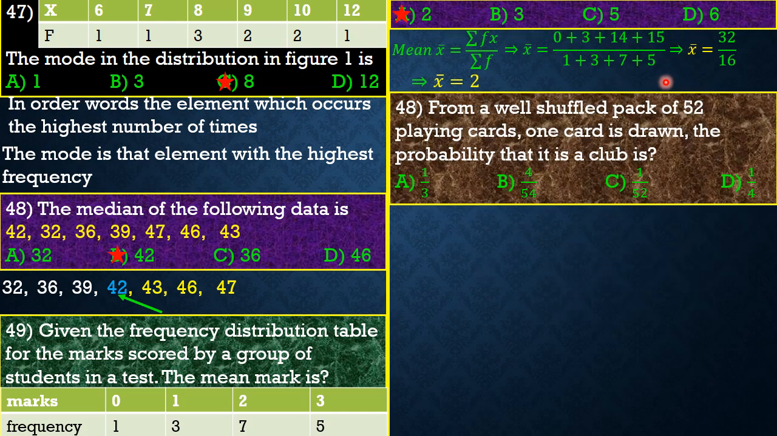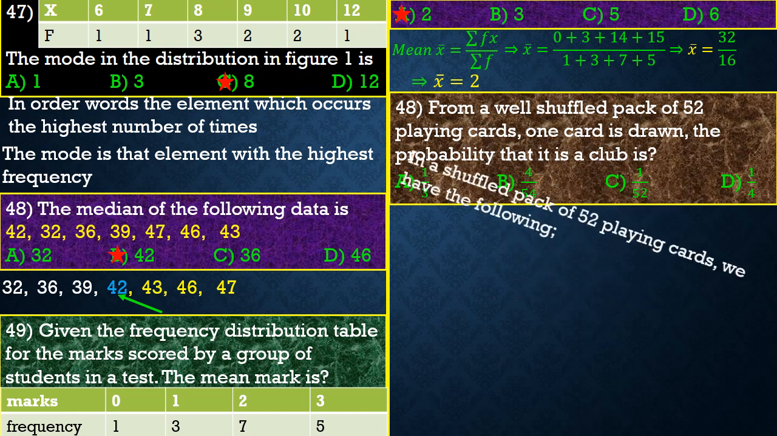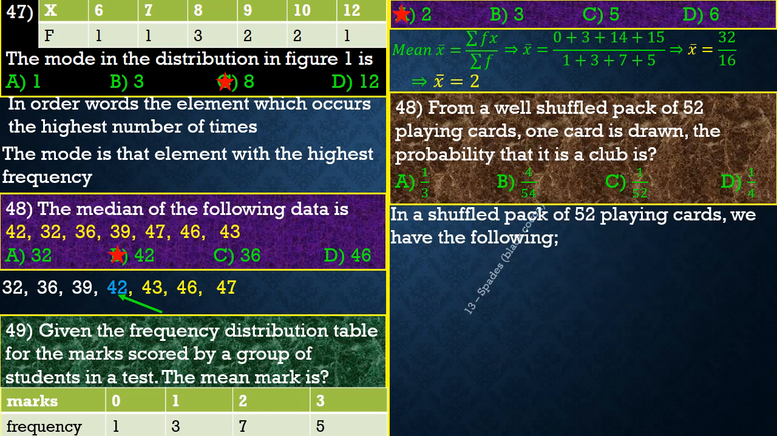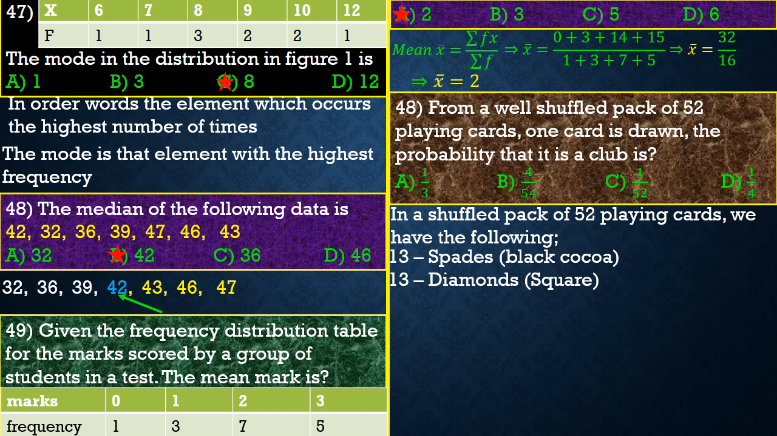Question 50, guys, which is the last question, says that from a well shuffled pack of 52 playing cards, one card is drawn. The probability that it is a club is... So friends, before you answer this question, let's recall that in a shuffled pack of cards there are 13 spades, which you can call the black cocoa. We have 13 diamonds, which is a square. Then we have 13 clubs, which is a cassava, that's the common name. Then we have 13 hearts, which we can call the red cocoa. That's just our common name for it.